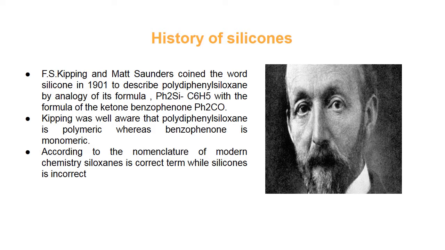Next, history of silicones. F.S. Kipping and Matt Sanders coined the word silicone in 1901 to describe polydiphenylsiloxane, by analogy of its formula Ph2SiO with the formula of the ketone benzophenone, Ph2CO. Kipping was well aware that polydiphenylsiloxane is polymeric whereas benzophenone is monomeric. According to the nomenclature of modern chemistry, siloxane is the correct term while silicone is incorrect.